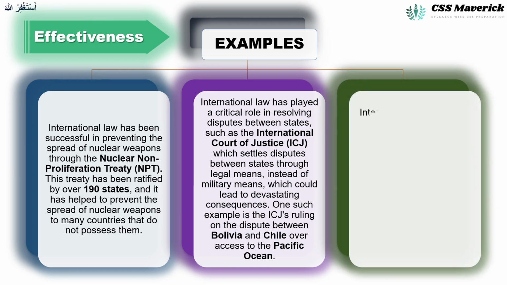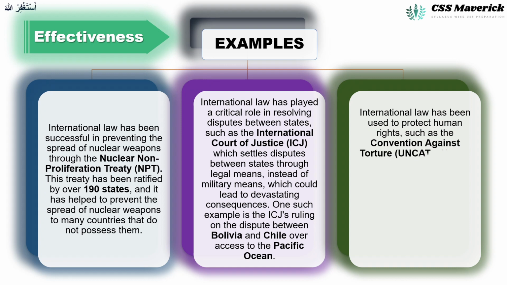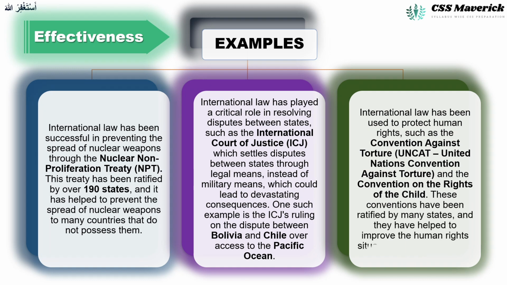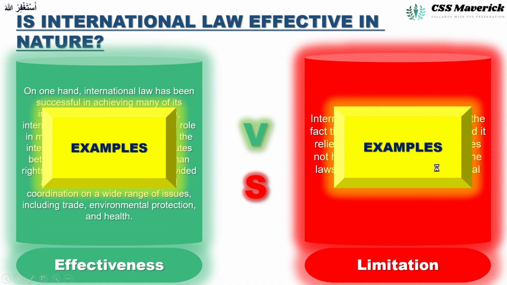Now the third is that international law has been used to protect human rights, such as the United Nations Convention Against Torture and the Convention on the Rights of the Child. These conventions have been ratified by many states, and they have helped to improve the human rights situation in many countries. Now coming over to the limitations of international law and its effectiveness.